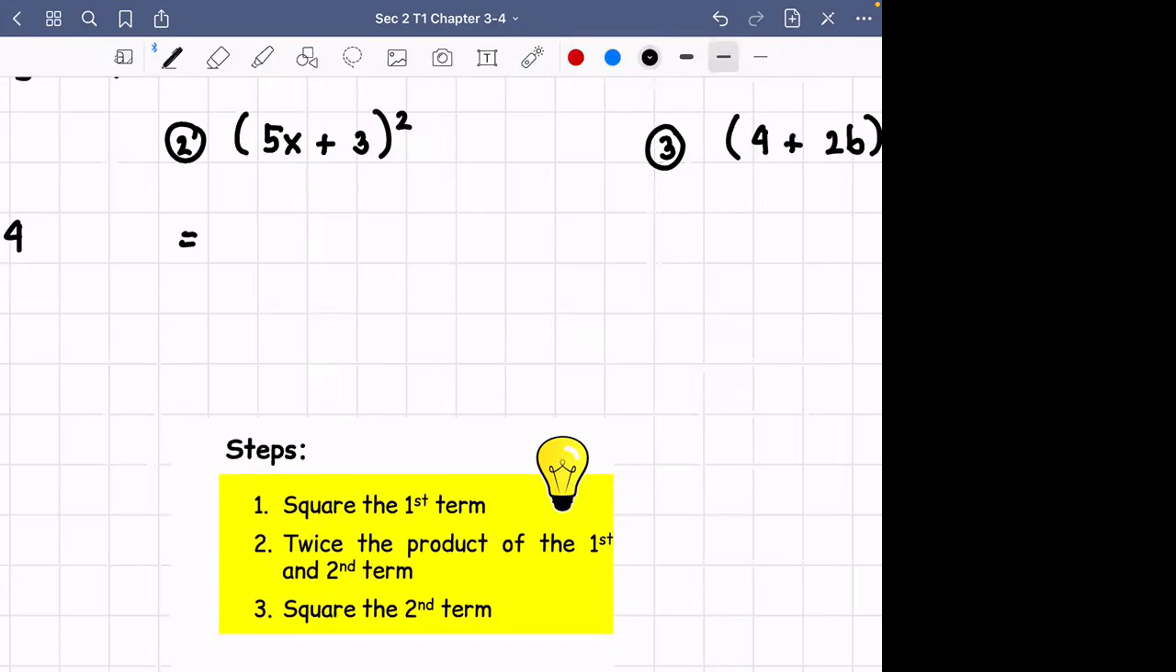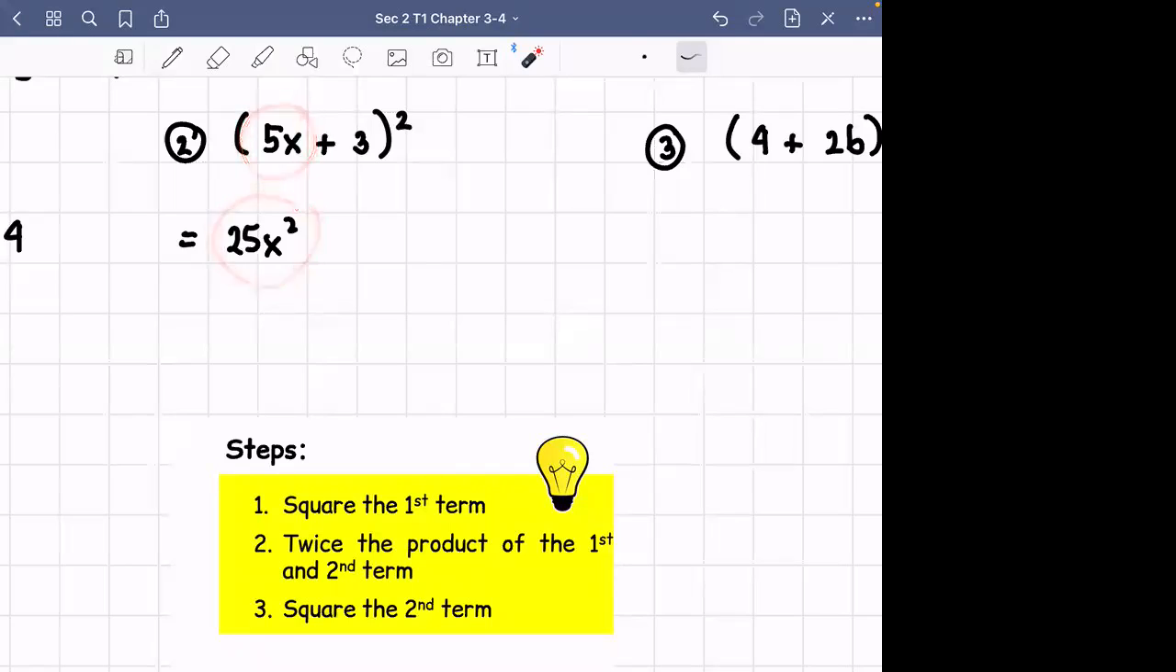Anyone? What's the square of 5x? Or 5x times 5x. So what do you get? It's 25x squared. Sorry, 25x squared. Because think of this, it's 5x times 5x. So we have 25x squared.